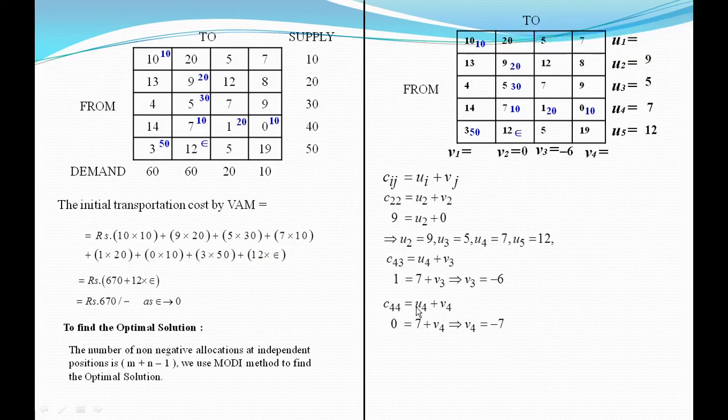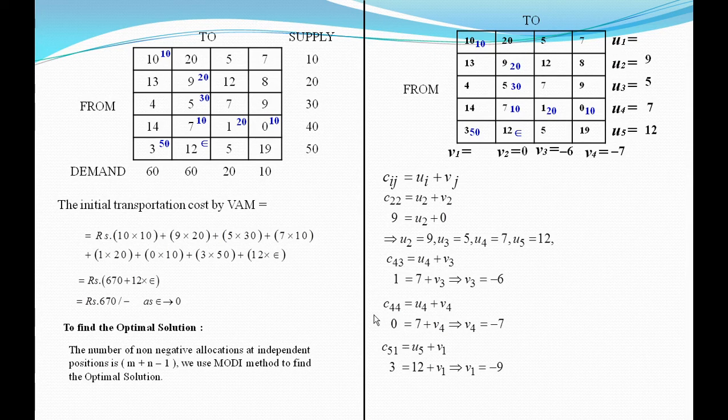Allocated cell C44 equals U4 plus V4. U4 value is 7. V4 we keep as it is, but the cost is what here? 0. Substitute that cost here. You will have V4 equal to, take the 7 to the other side, you get minus 7. So V4 equals minus 7. Put that minus 7 here.